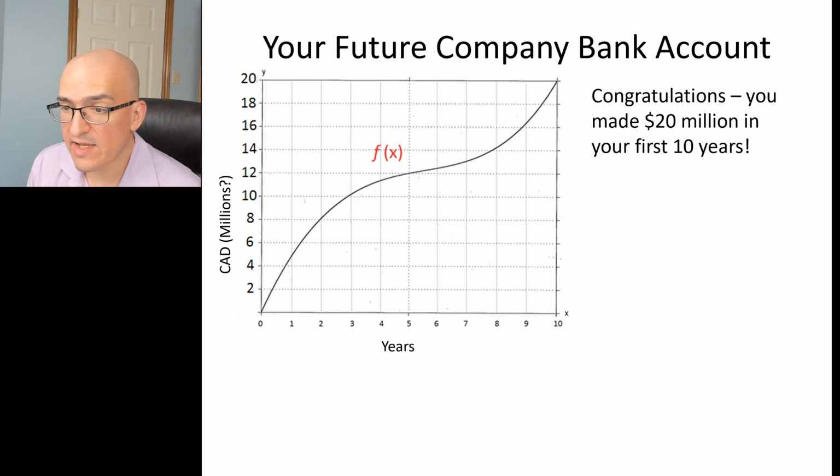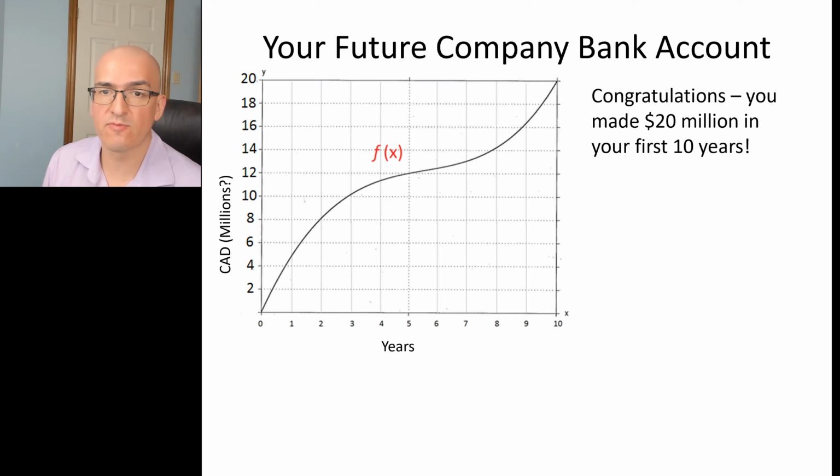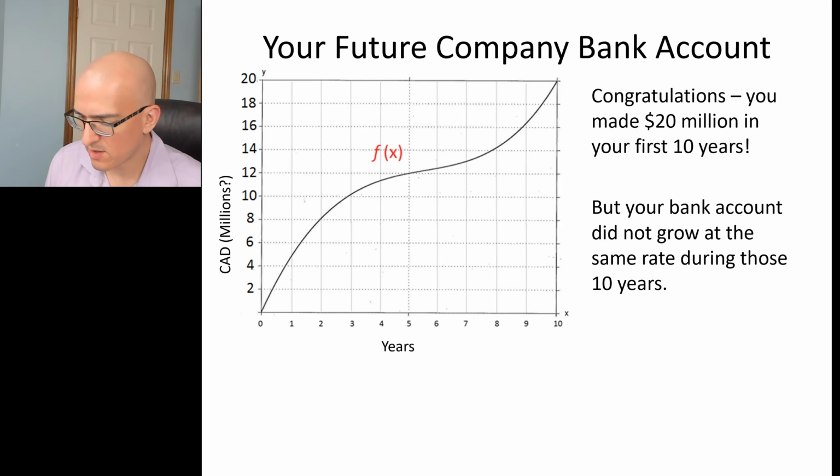By the end of year 10, you have $20 or $20 million or $20 billion, whatever the units are, it doesn't matter. You have more than what you started with, and you never went down at any point in between. The bank account just kept increasing. So congrats. Good work.